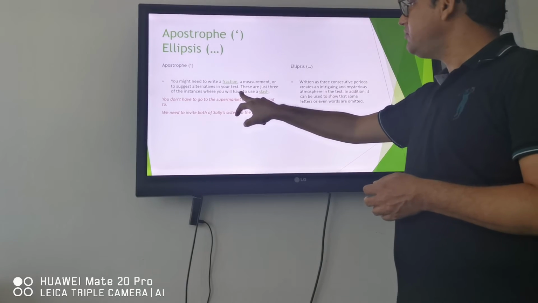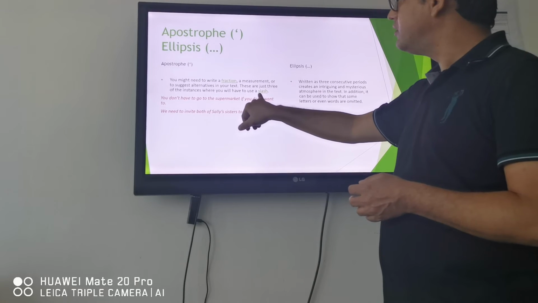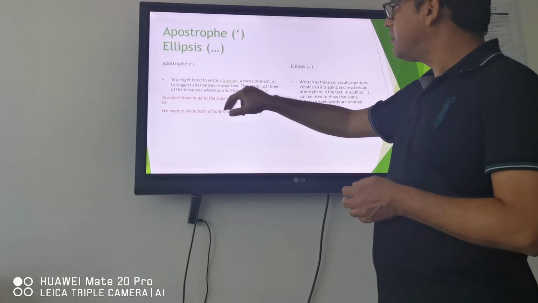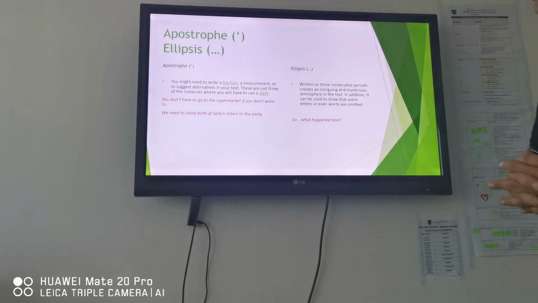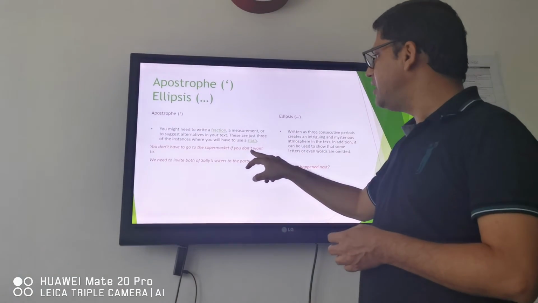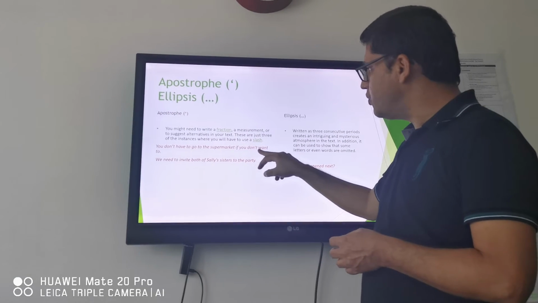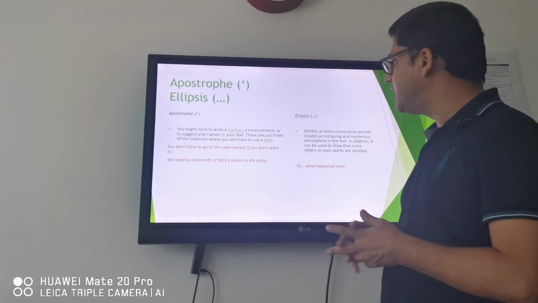You might need to write a fraction, a measurement, or a suggestion. In this case, you will have to use a slash. So it's about fractions and slash actually. But if you want to, for example, write a short form of a sentence, then use the apostrophe. Okay, so we are joining a comma with this one.